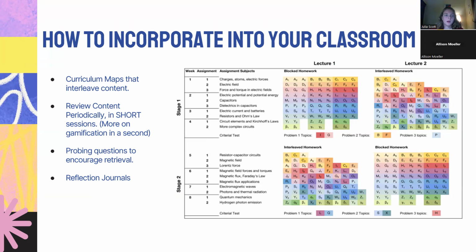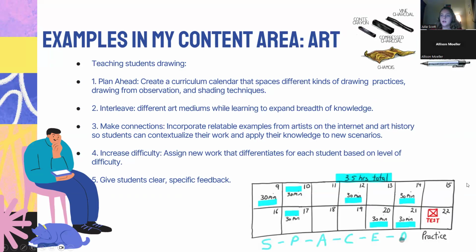We talked about reviewing content periodically, writing reflections and questioning. So those are a couple ways to use that in your classroom. Here's an example of how I might use this in my own content area. So I'm an art teacher, and one thing that we teach students at the very beginning of the year is some basic drawing skills and basic drawing techniques to help their confidence as learners.